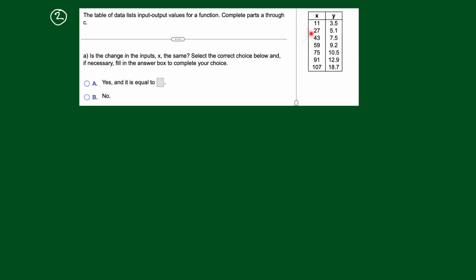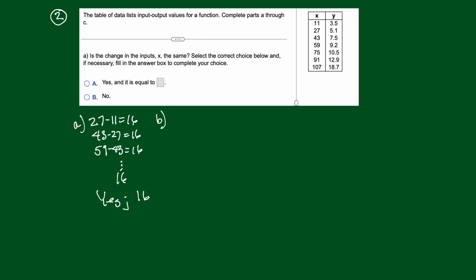As you go from 11 to 27, 27 minus 11, that's 16. And then as you go from 27 to 43, 43 minus 27 is 16. And then from 43 to 59, you have 59 minus 43. What's that difference? It's 16. So it turns out if you check all those, it's 16 all the way down. So the answer here is yes, and the inputs increase by 16 units each time. Now, this is part A.